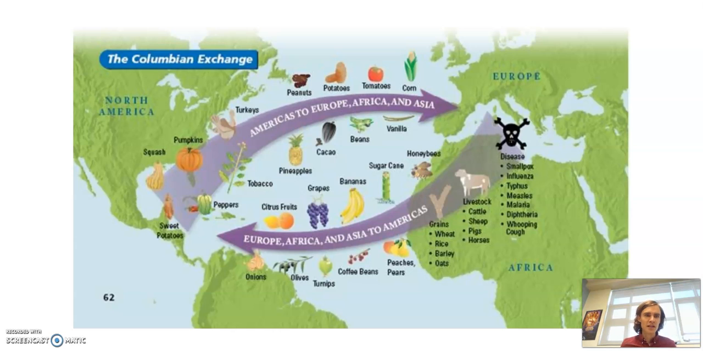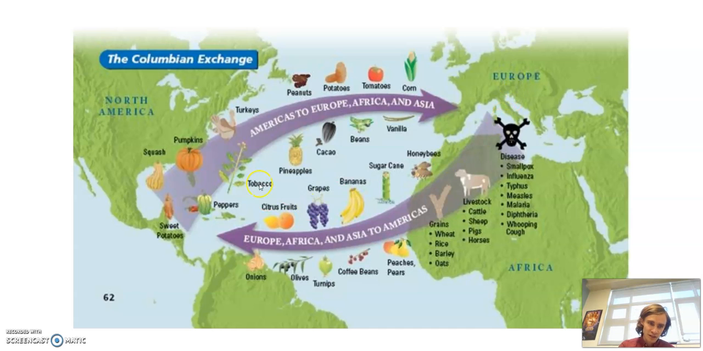Once European explorers got to North America, this thing called the Columbian Exchange happened, where crops that used to only be in one place were brought across the Atlantic Ocean. So from North America, we have things like squash, pumpkins, turkeys, tobacco, peppers, potatoes, pineapples, peanuts, tomatoes, corn. All of these things were in North America originally and did not exist in Europe. And after the European explorers came, they brought these things back to Europe and introduced them to Europe.